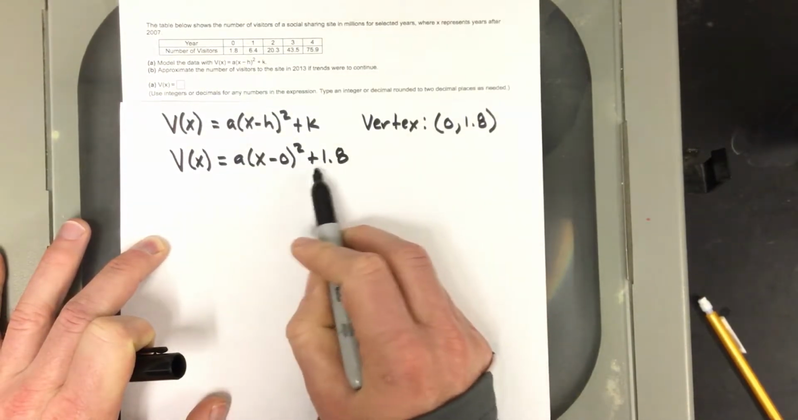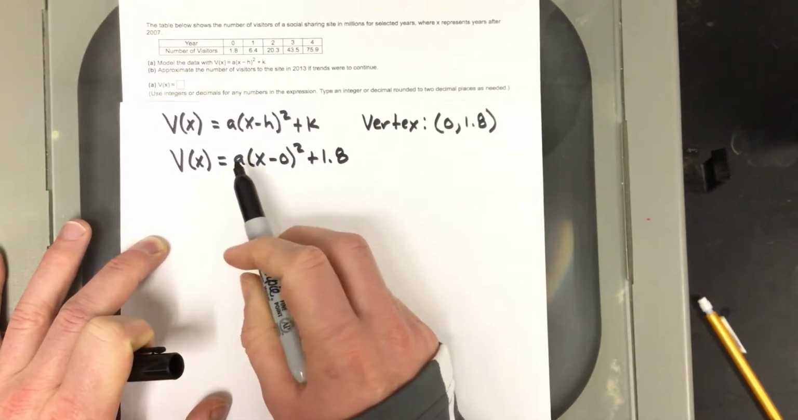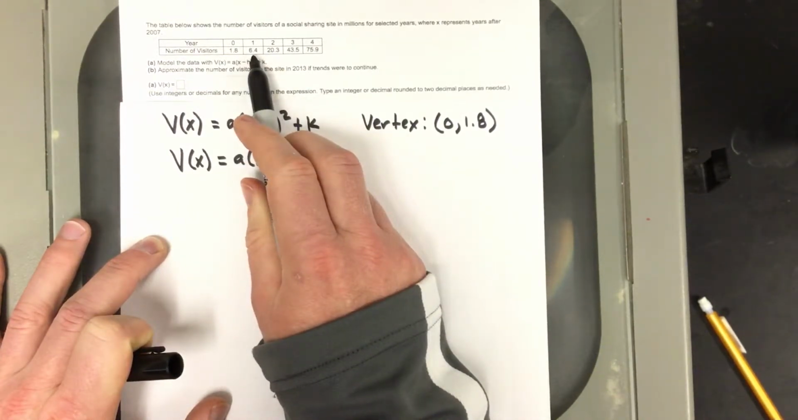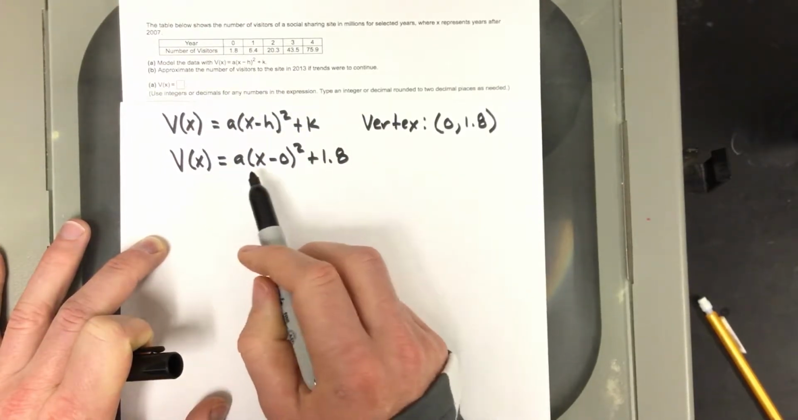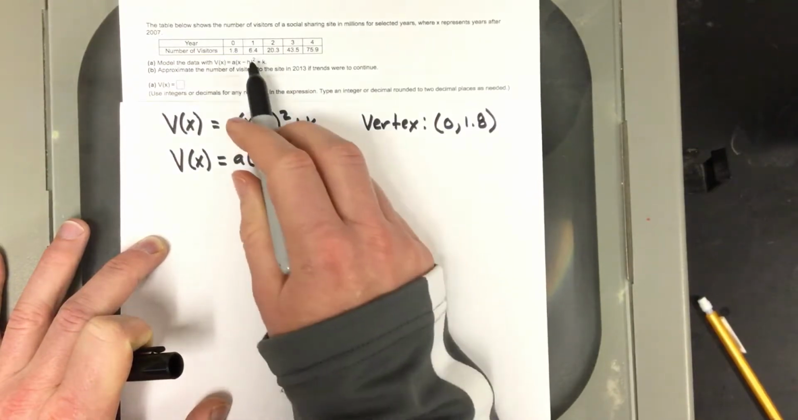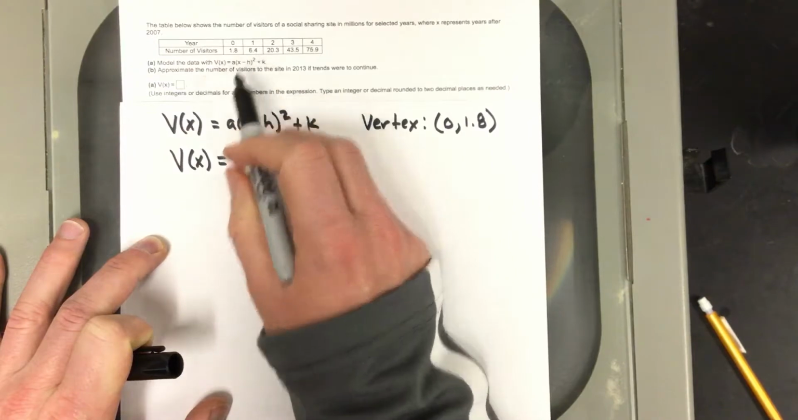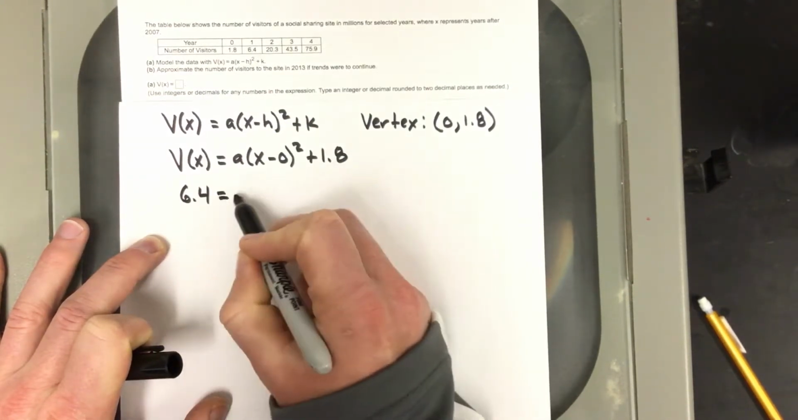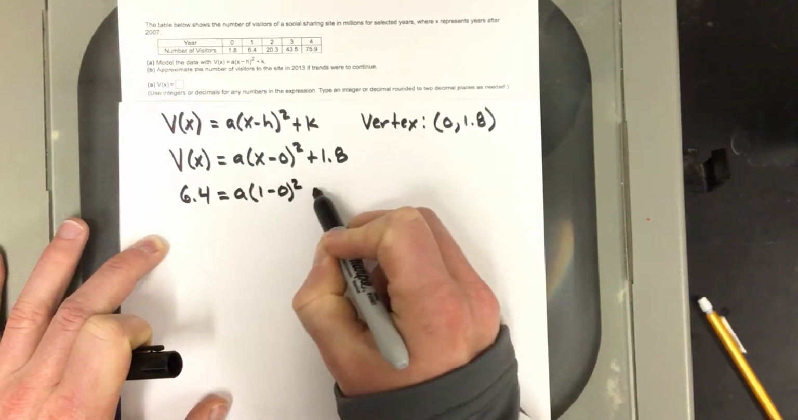So we've plugged in the vertex, and you can see we still don't have an equation because we don't know what a is. So before we do anything else, we're going to plug in another one of these coordinates. I'm going to use (1, 6.4), and I'm going to plug that into this equation to figure out what a is. So 1 needs to go in for x, 6.4 needs to go in for V of x. So 6.4 equals a times (1 minus 0) squared plus 1.8.